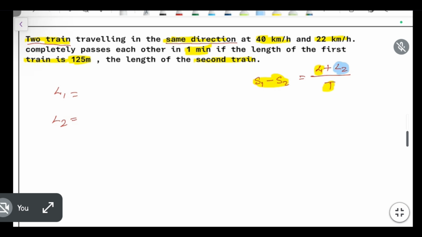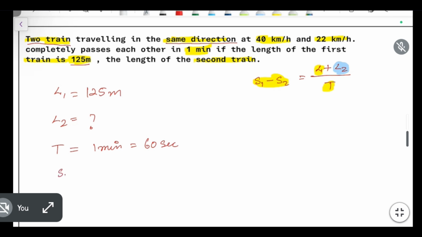Now let me find the relative speed first. That will be much better. I'll just extract the data here. The length of the first train is 125 meter and the length of the second train I don't know, so I'll keep it as a question mark. And the time is how much? 1 minute. Remember, whenever we are doing train problems, we need to get our answer in terms of meter per second. So I'll convert 1 minute to seconds, which is 60 seconds.